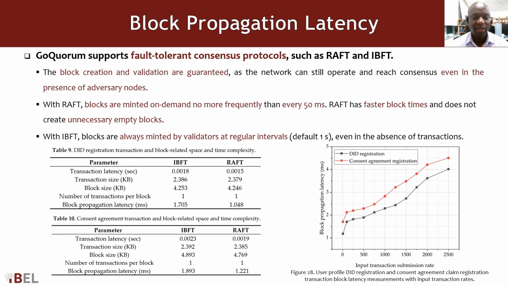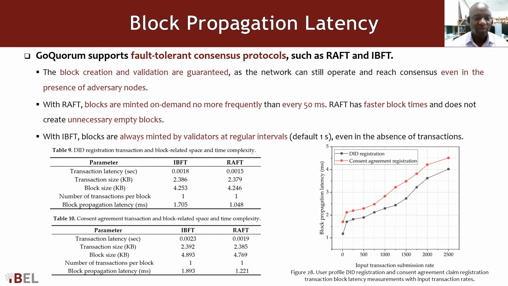With Raft consensus, blocks are minted on demand, no more frequently than every 15 milliseconds. Raft has a fast block time and does not create unnecessary empty blocks, whereas IPFS has a regular interval during which the blocks are created by a validator, and it continuously creates even empty blocks, which waste resources.